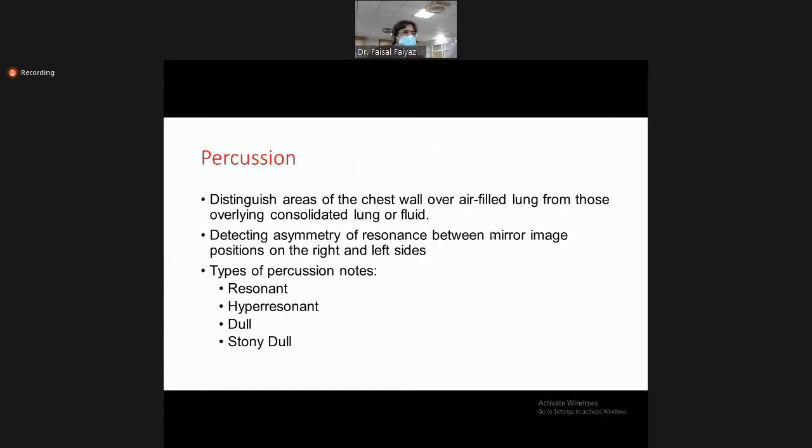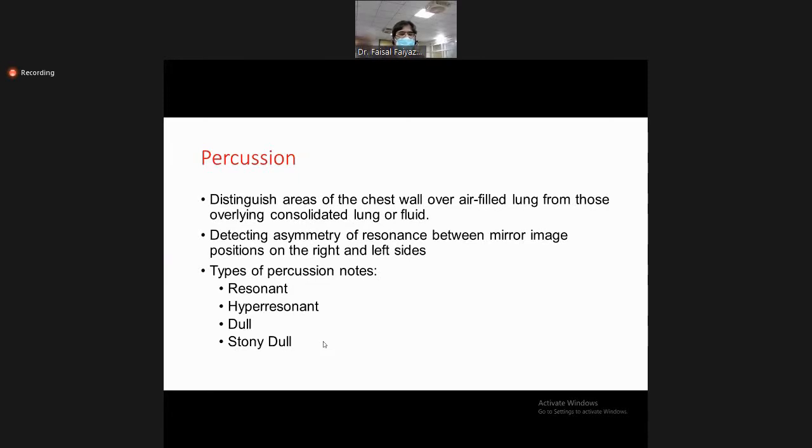Percussion. In percussion, basically, the purpose is to distinguish areas of chest wall over air-filled lung from those overlying the consolidated lung or fluid. The purpose, again, is to detect the asymmetry of resonance between the mirror image positions on the right and the left sides. There are certain types of percussion notes: resonant, which is normal in general, hyper-resonant means more, dull, less, and stony dull. Stony dull is the percussion note when you percuss over the cemented wall.